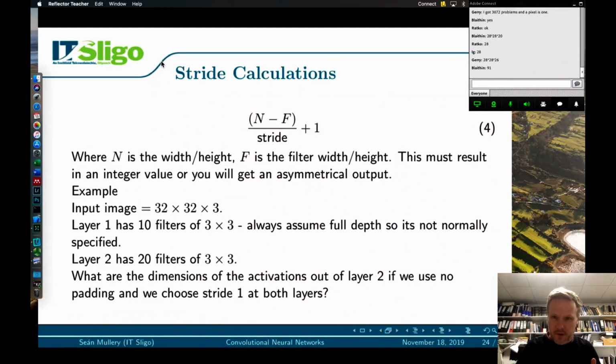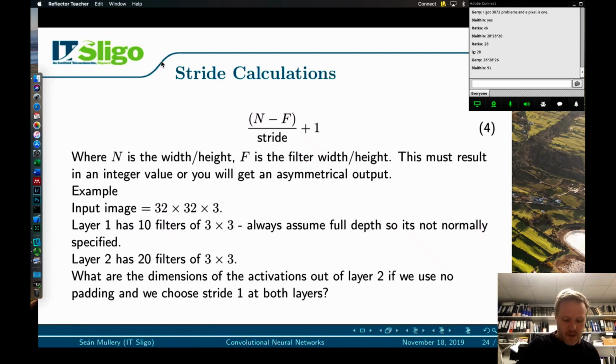What you need to be careful of here is that if you do this calculation and you end up with a non-integer, you're going to have a problem where your image is imbalanced. So you need to make sure that whatever way you do it, you come up with a stride and a filter size that gives you an integer out of this full calculation, or otherwise you're maybe going to have to do a bit of redesign of your architecture to make it all fit.